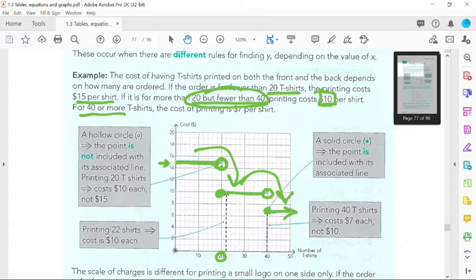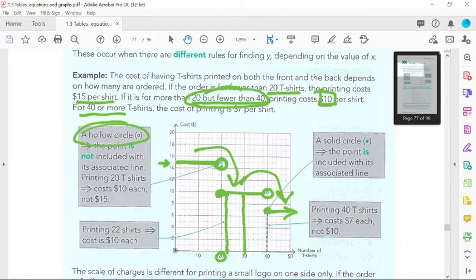Yeah, pretty straightforward. Now, think about those hollow circles, whether it's included or not. So think about inequalities. And it doesn't matter which value. Look at this: if we printed 30 shirts, that's the same price as if we printed 22 shirts. So the values stay constant in these. When you do these, they jump.